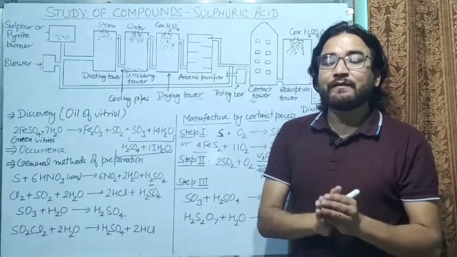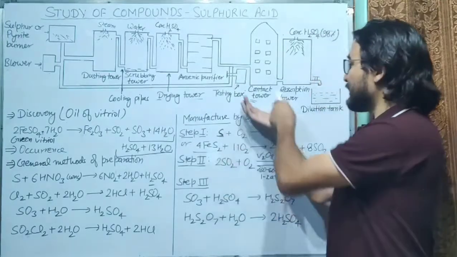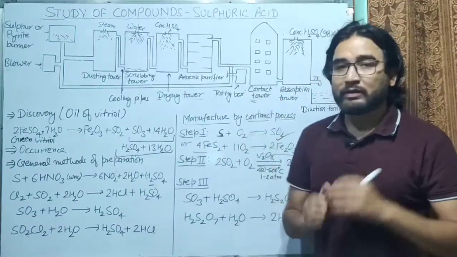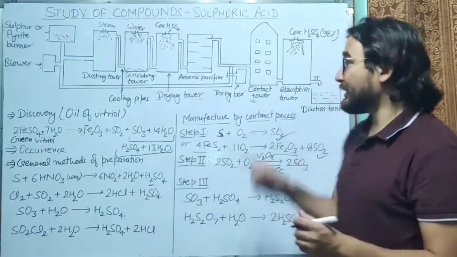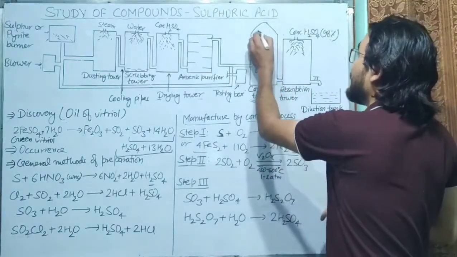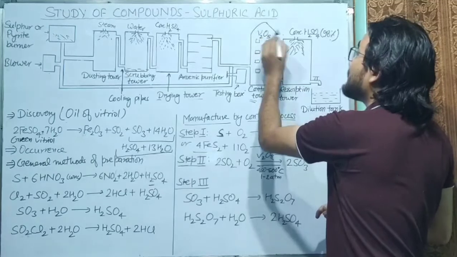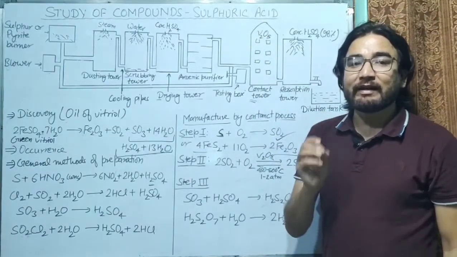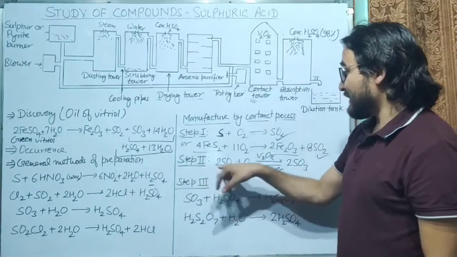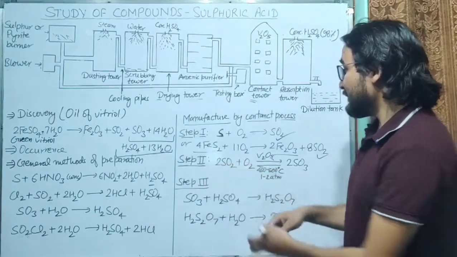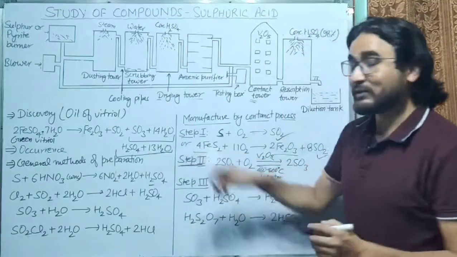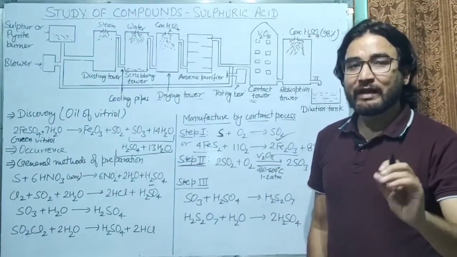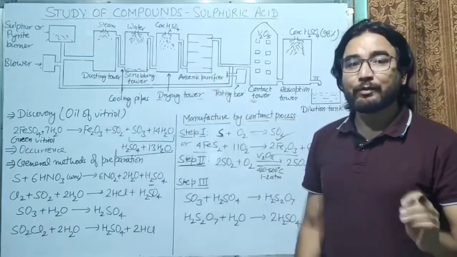Now if the sulfur dioxide gas is purified, then it will pass to the contact tower. Now what happens in the contact tower? In the contact tower, we have vanadium pentoxide, that is V2O5, which acts as a catalyst. So this is step 2. What was step 1? Step 1 was to obtain the sulfur dioxide, and then this sulfur dioxide is purified.